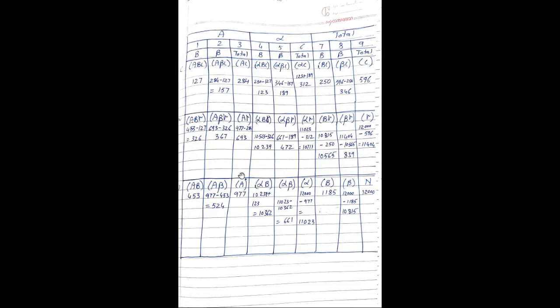977 is with us, 284 is with us. So we can get this value as 977 minus 284. So value of A gamma becomes 693.